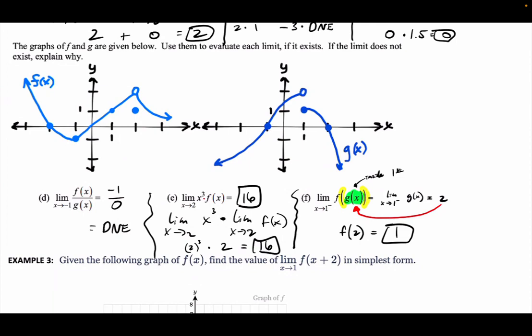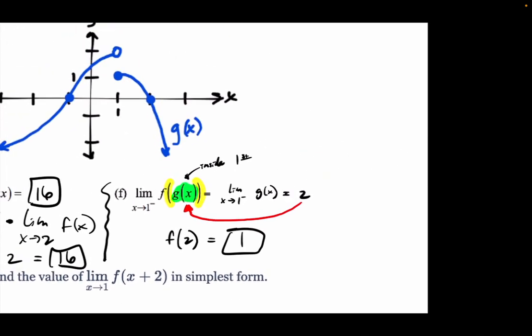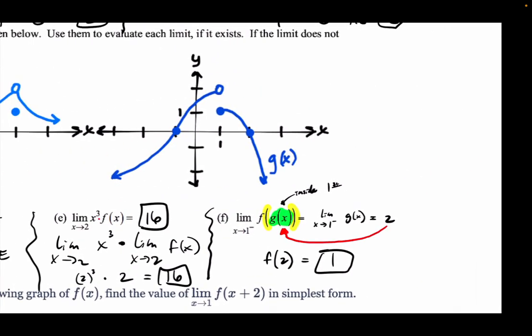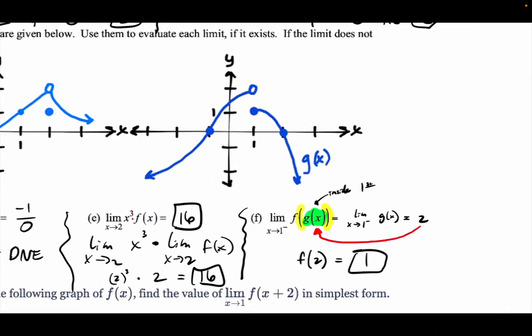Let me give you another one like that. Even though they didn't have one like that, I want to give you another one like that. Let's see. Let's do that one. So this is letter H. The limit as x approaches, let's say, positive 2.